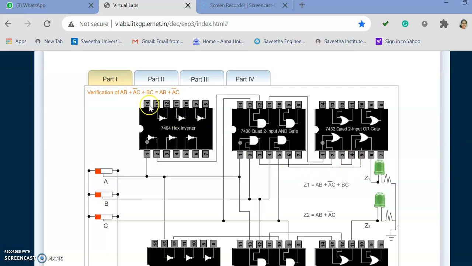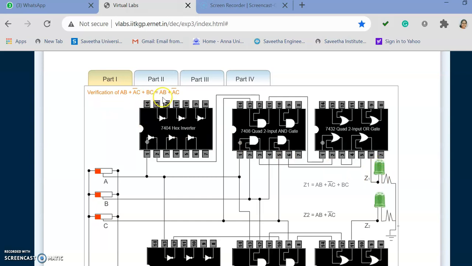Next we need to give BC. So where is our BC? This is going to be our BC. This BC from pin number 6, I am going to give it as a second input to this OR gate. So I will get the final answer, which is Z1. So Z1 is going to be equal to these two inputs, that is AB plus A complement C plus BC. So this is your Z1. So now we have given connections for the left hand side.